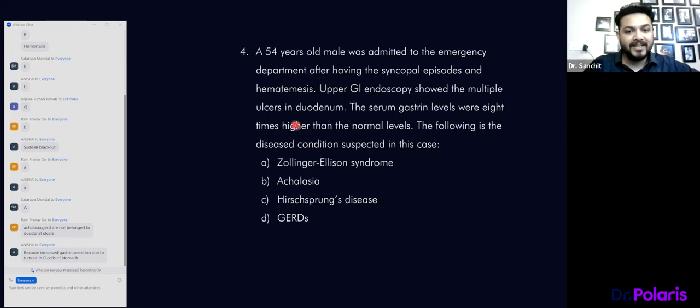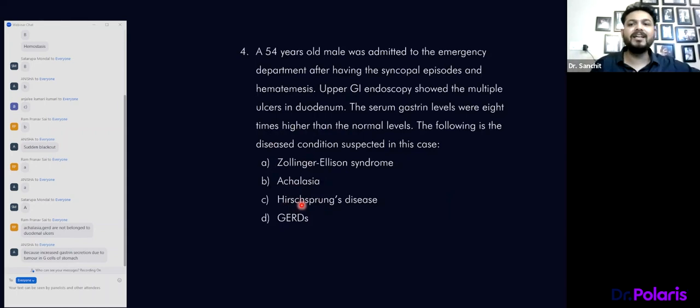Okay, so always remember, achalasia is a condition which is related to the esophagus, where the esophagus is not able to open up. It is a constriction at the lower end of the esophagus. That's called achalasia cardia. Hirschsprung disease is something which is congenital. It is a colonic motility disorder. Okay, it's a congenital colonic motility disorder, usually happening in the sigmoid colon, right?